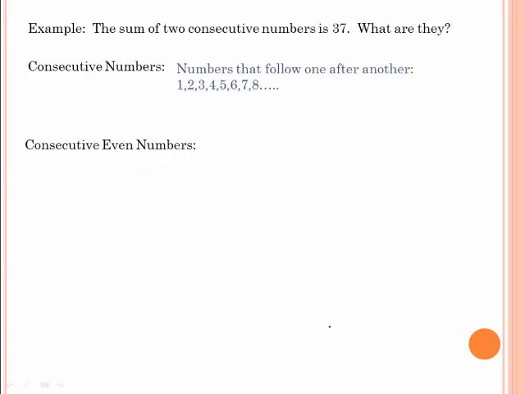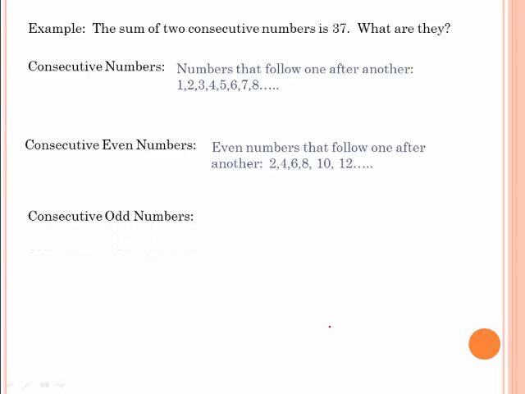Then we have something called consecutive even numbers, and these are even numbers that follow one after another, 2, 4, 6, 8, 10, 12, etc. And you can have consecutive odd numbers. Odd numbers that follow after one another are 1, 3, 5, 7, 9, 11, etc.